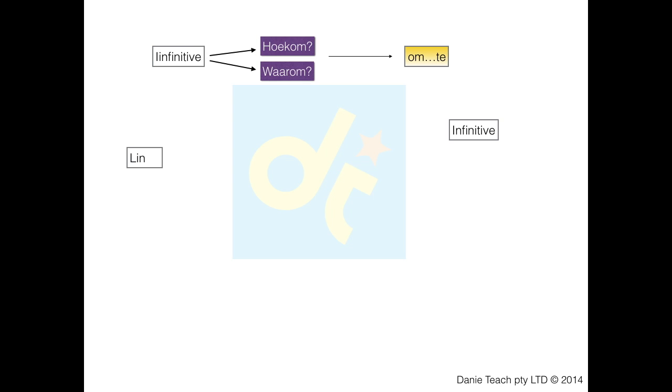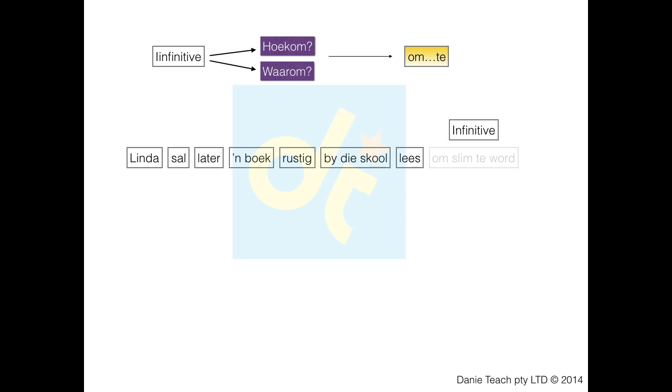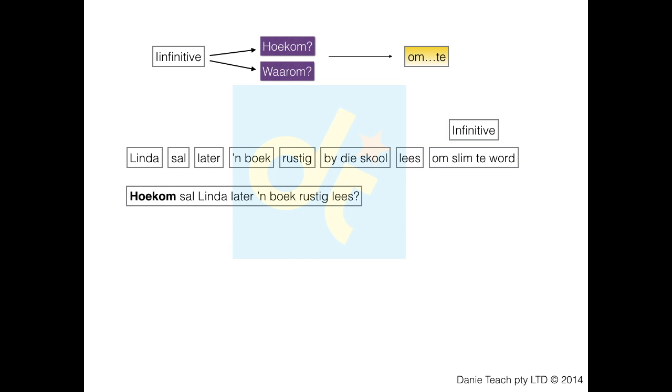Linda, let's look at our example. Linda sal later 'n boek rustig by die skool lees om slim te word. Remember, om slim te word is your infinitive. And remember that your infinitive you can't touch. Don't break your infinitive up. Leave it as it is. Your infinitive is your infinitive. It's a sentence on its own almost. So leave that. Once you've spotted it, that would be your answer for a hoekom question. So your question would be, hoekom sal Linda later 'n boek rustig lees? And your answer would be, om slim te word. As simple as that.